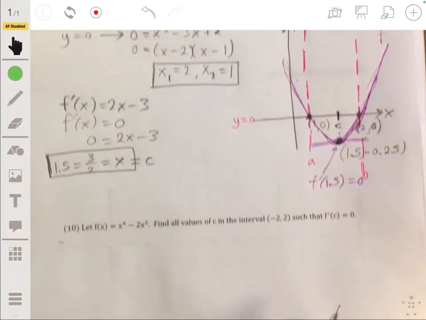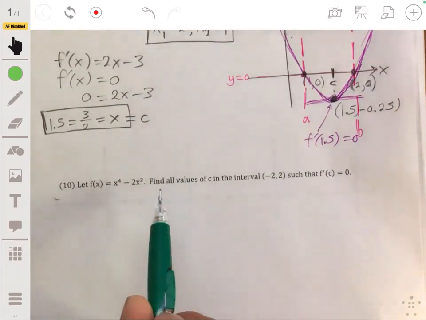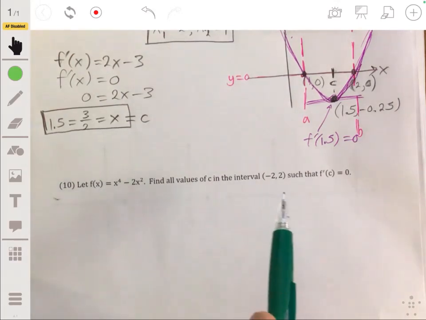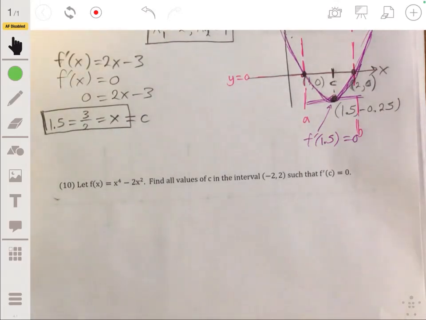So let's do another one. Here we've got let f of x equal x to the fourth minus 2x squared. Find all the values of c in the interval [-2, 2] such that f prime of c is equal to 0.